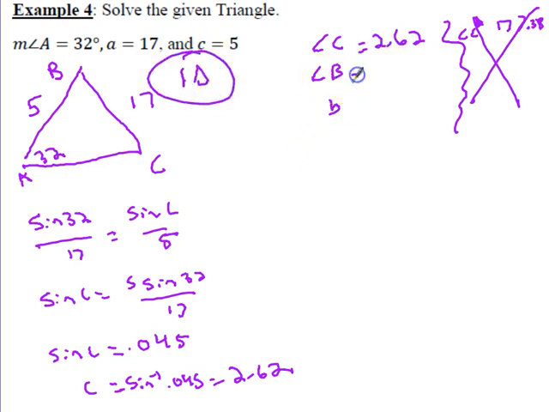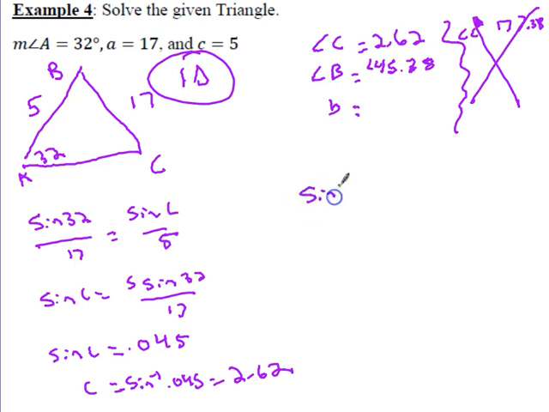Okay, so now we can figure out what angle B is. So we're going to do 180 minus 32 minus 2.62. And when we do that, we get that angle B is 145.38. So now we can use the law of sines to figure out side b.